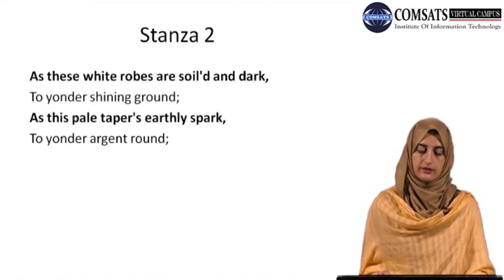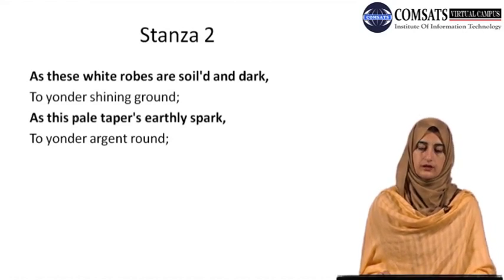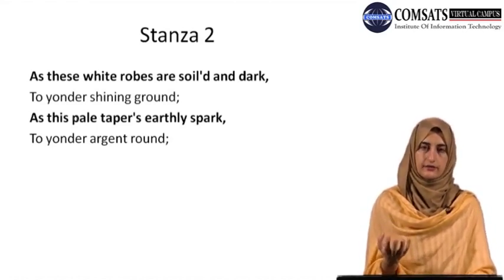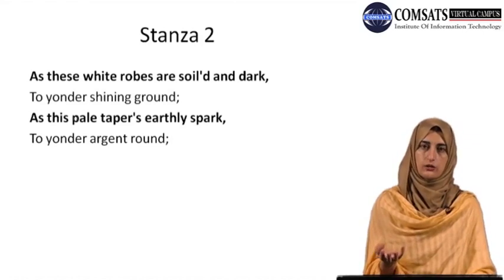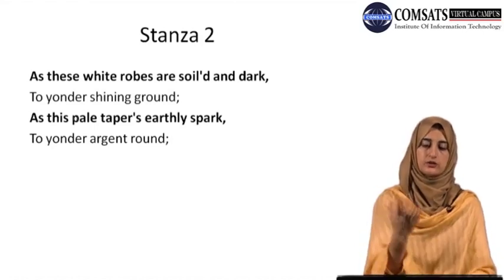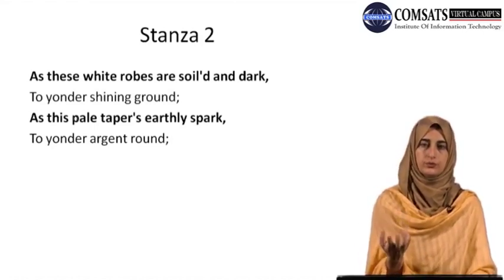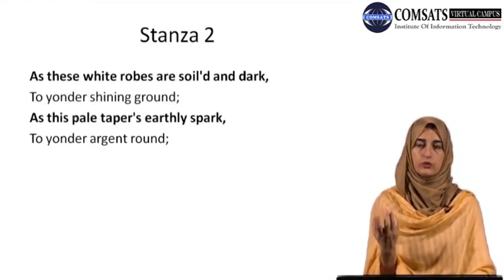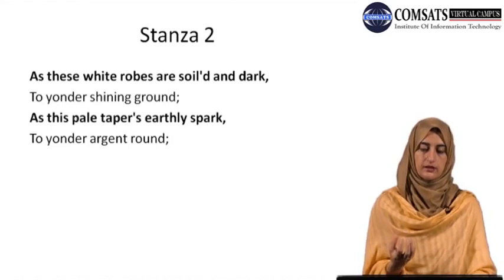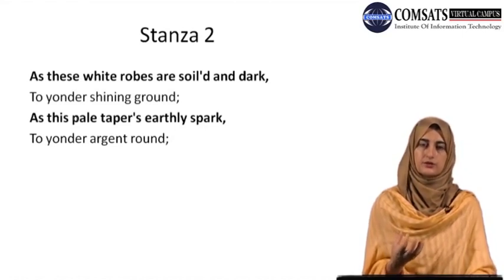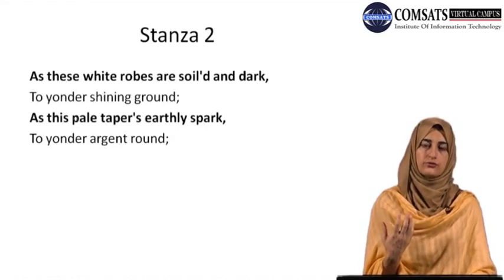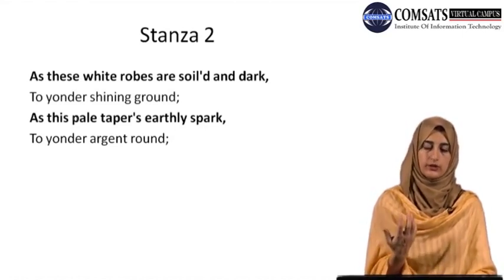And then he makes another comparison. He says, as this pale taper's earthly spark to yonder argent round. Just now she talked about the shining ground which reflected the moonlight, and now she says that even this reflection of moonlight by the earth is pale. It is pale, he says, in comparison to the argent round. The argent round is the moon in the sky, the full shining moon in the sky. So she says this earth's reflection of light is pale as compared to the luminous light of the moon in the skies.